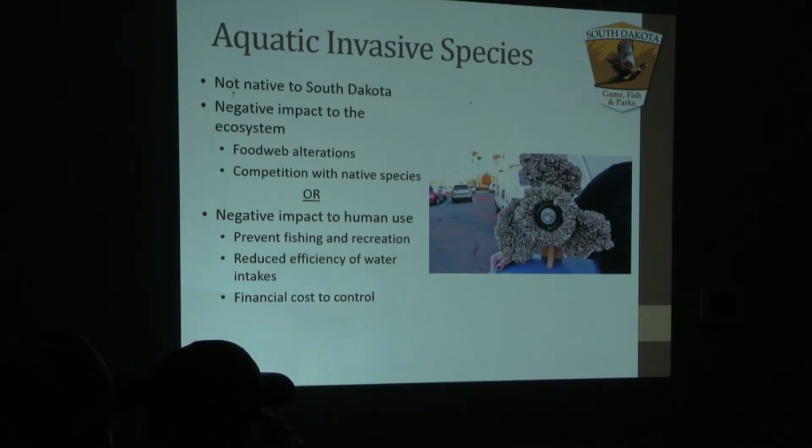It could also have a negative impact to human uses, which is obviously what has brought the most attention here to the state. So prevention of fishing or recreation, reduced efficiency of water intake, so your dam systems. This is a big issue on the Missouri River system, and it's very costly. And our last bullet point is a financial cost to control. So that's why we're hoping to get more entities on board here.